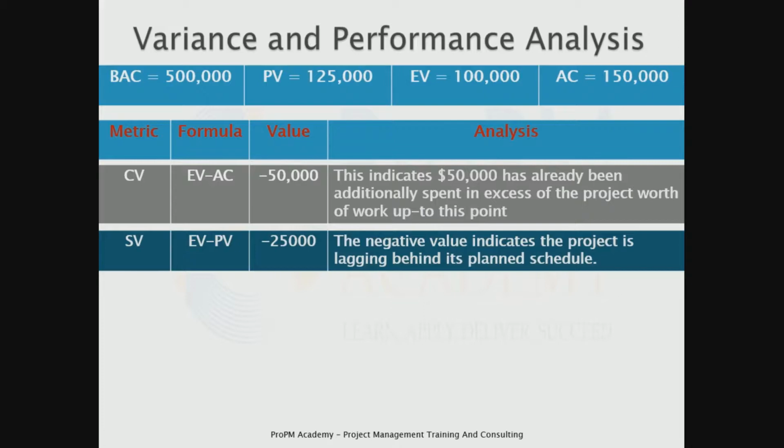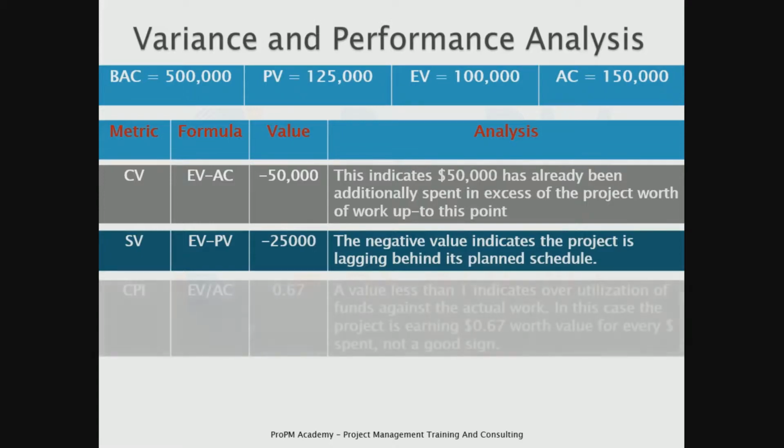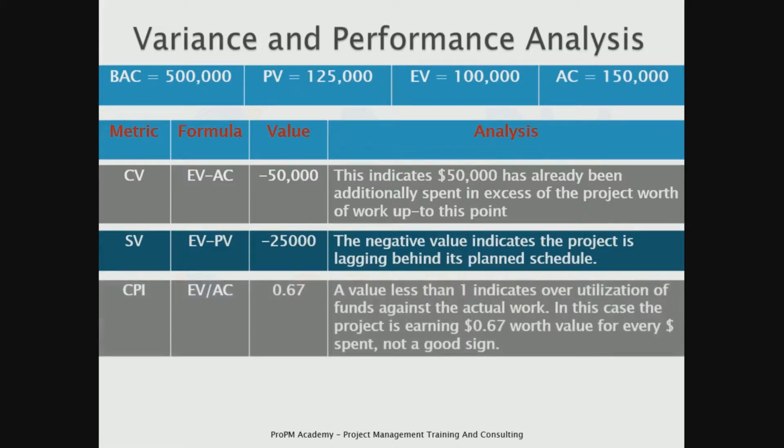So anything negative, if you remember in the previous video, we had very clearly said that anything negative for these variance values indicates a bad performance. Now let's look at the cost performance index. So cost performance index is EV divided by AC, which evaluates to 0.67. That means a value of less than 1 indicates overutilization of funds against the actual work.